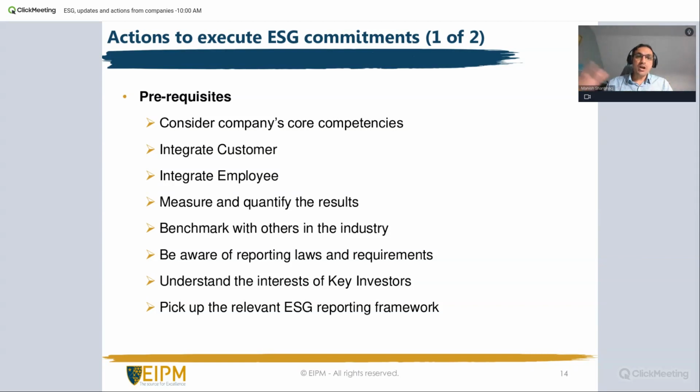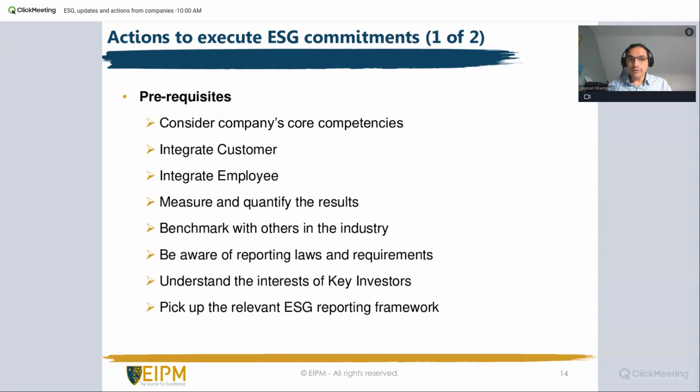You could also do benchmarking with others in the industry, similar competition: what is the competition doing? So benchmarking is a good exercise to see what others are also doing, and if there are gaps, if there are some really apparent actions that you should be taking, you could pick them out from this benchmarking.